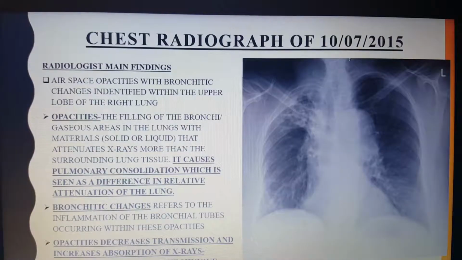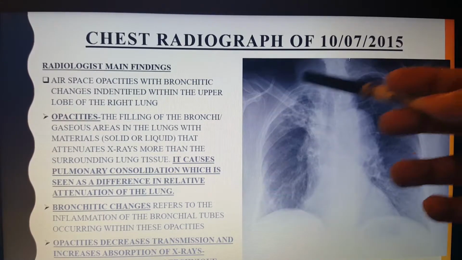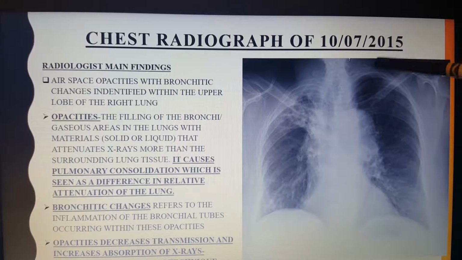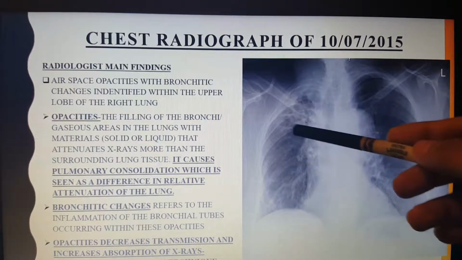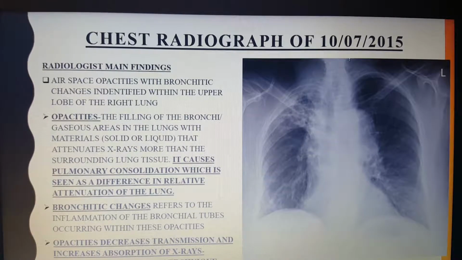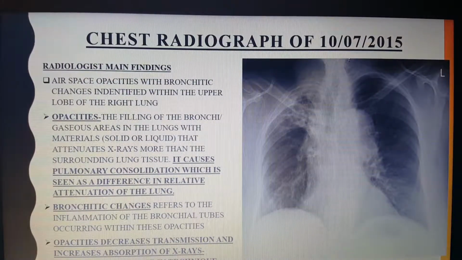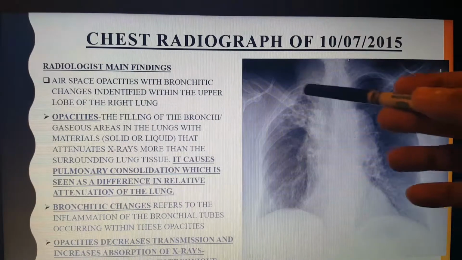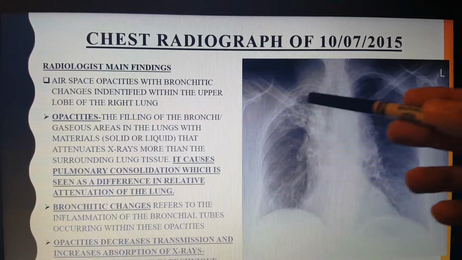Now, this slide basically shows us the chest radiograph that was taken on the 7th of October of 2015. This was the one she did approximately 2 years ago. As you can see, there is some sort of opacity occurring in the right upper lobe of the right lung. So, going to the radiologist's main findings, he said that there were airspace opacities with bronchitic changes identified within the upper lobe of the right lung. As you can see here, this is the upper lobe of the right lung, and there is actually an opacity, which is the white area in the upper lobe here.